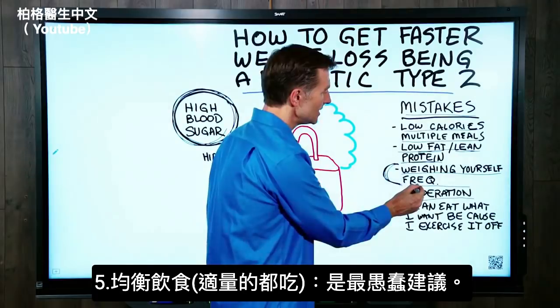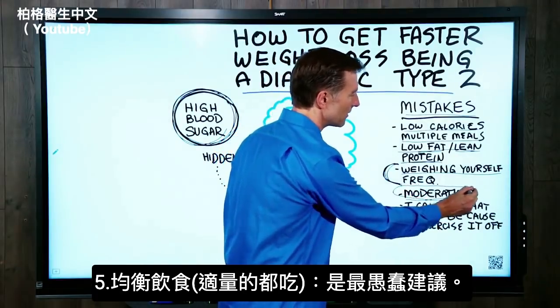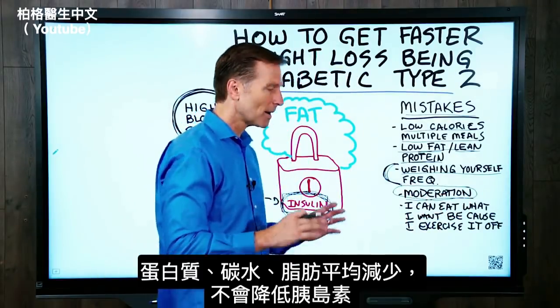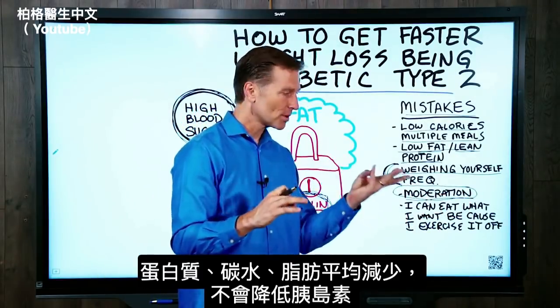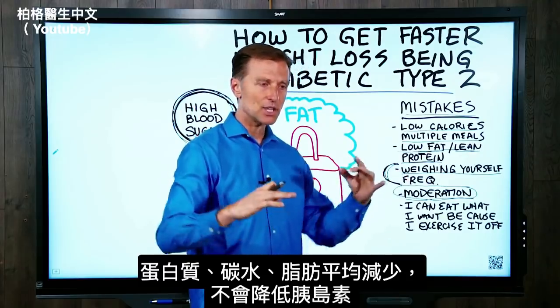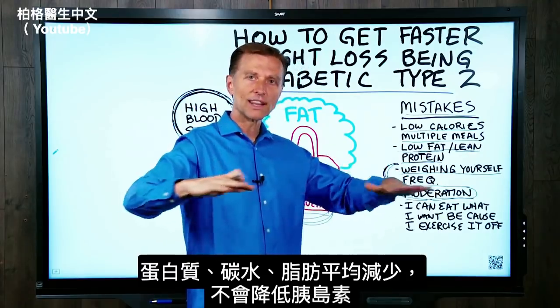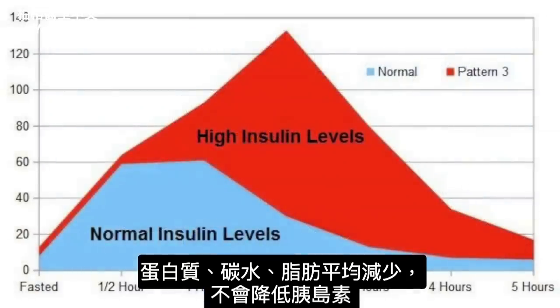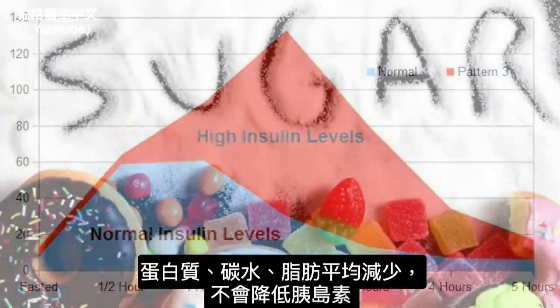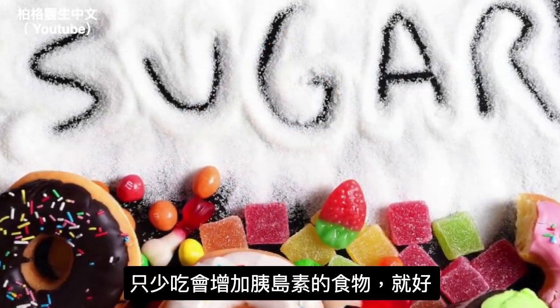This one, moderation. This is probably the stupidest advice I've ever heard, because when you take all the different macronutrients, protein, carbohydrates, and fats, and you reduce all of them to a moderate level, you really are not going to actually lower insulin. You want to decrease only those foods that trigger insulin and not the other ones.